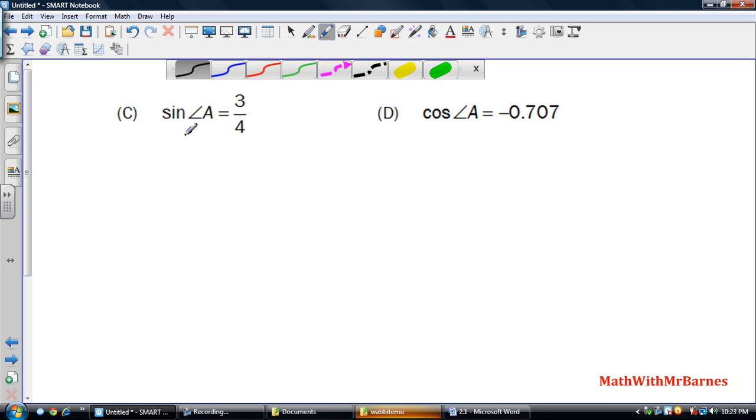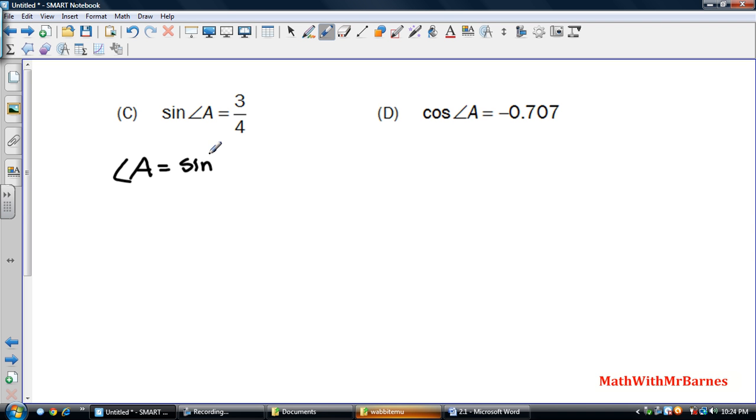I've got my ratio given. So angle A would be sine -1 of 3 over 4. So second function, sine -1, 3 over 4. And we get 49 degrees.